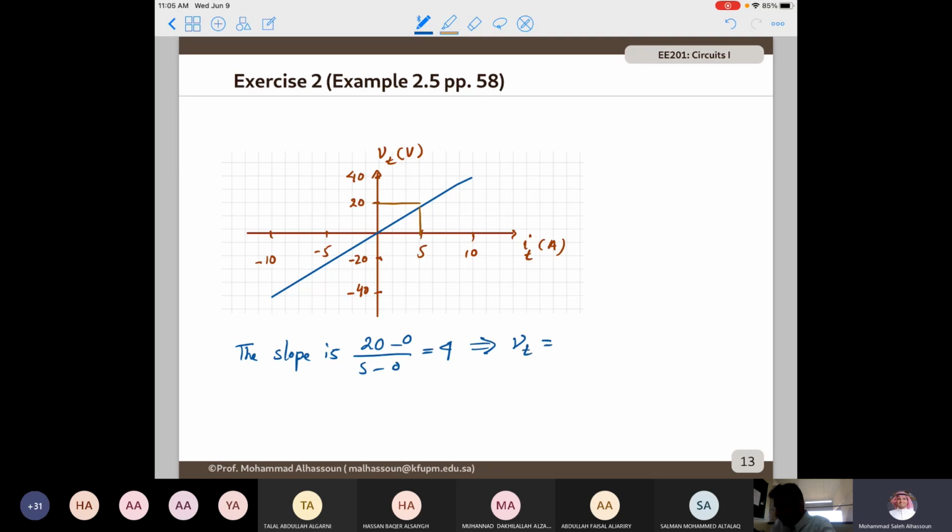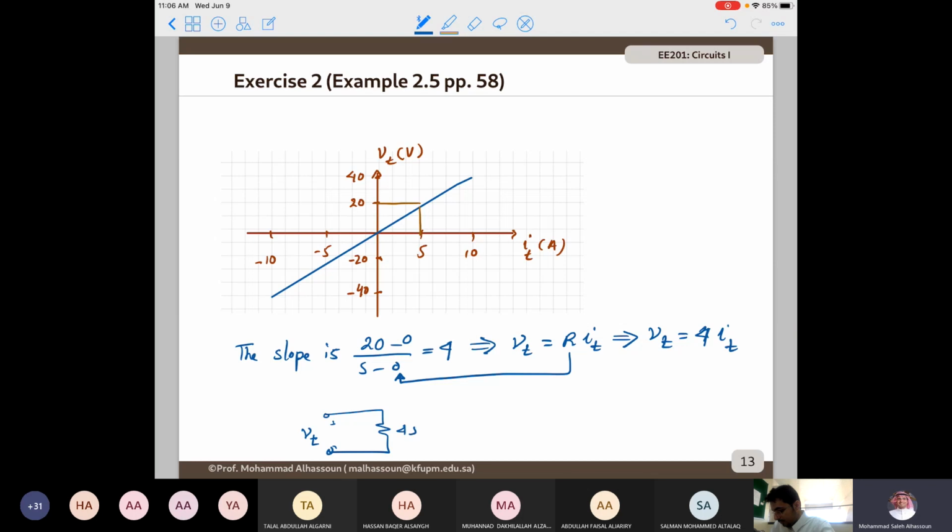So we can model this one as R multiplied by IT. In this case, VT is 4 multiplied by IT, where R is the slope. So if we model it, it will be something like this. Okay, any questions, Shabab?